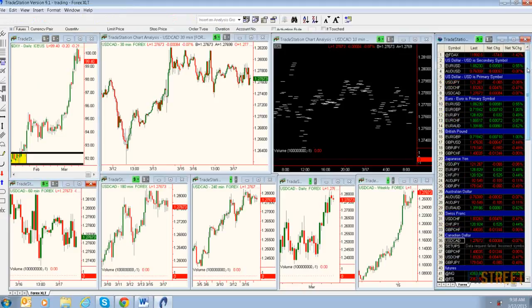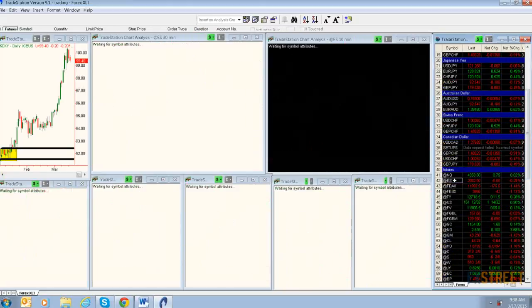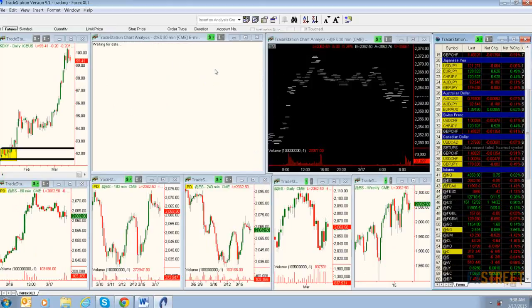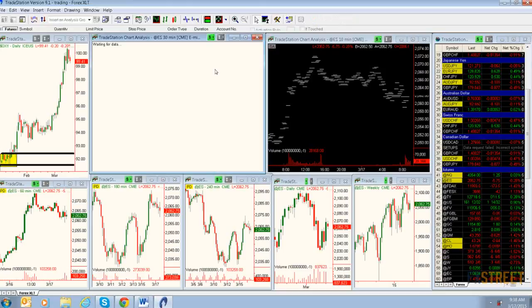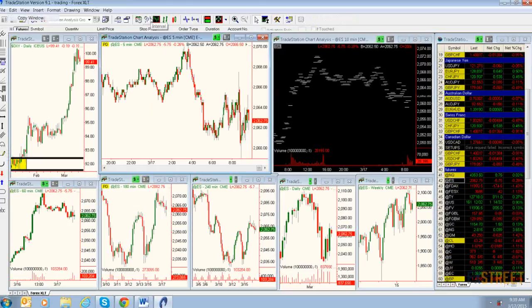I saw someone mention our little S&P trade here. I have no idea what this thing's doing. Let's see what this thing's doing here. We're on a 5-minute chart, right? Or a 2-minute. Nope, that's the wrong one. That's not the right S&P symbol.